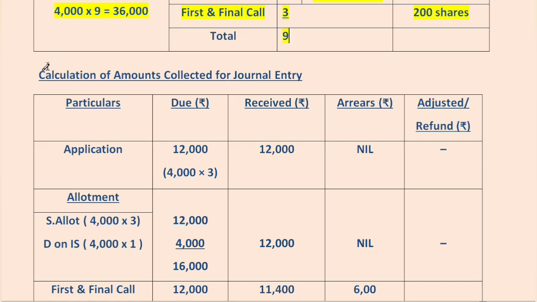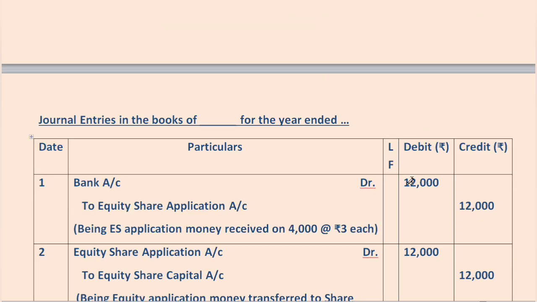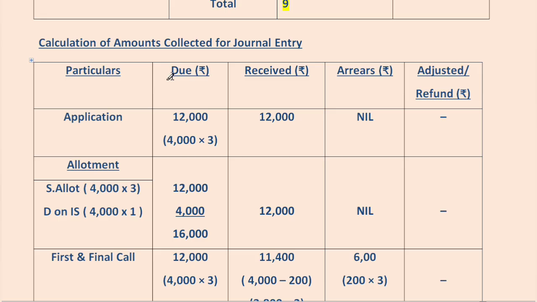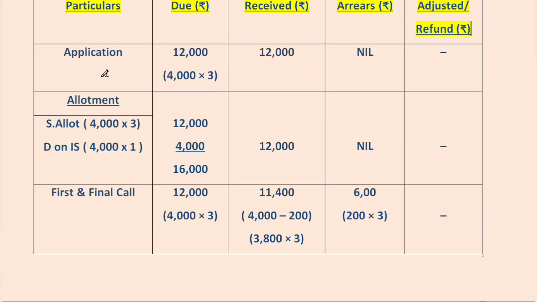Now the next statement is the calculation of amount collected, to simplify the amount for the journal entry. We are preparing this. It consists of particulars, due, received, arrears and adjusted. So these things it consists of, right? One by one now.